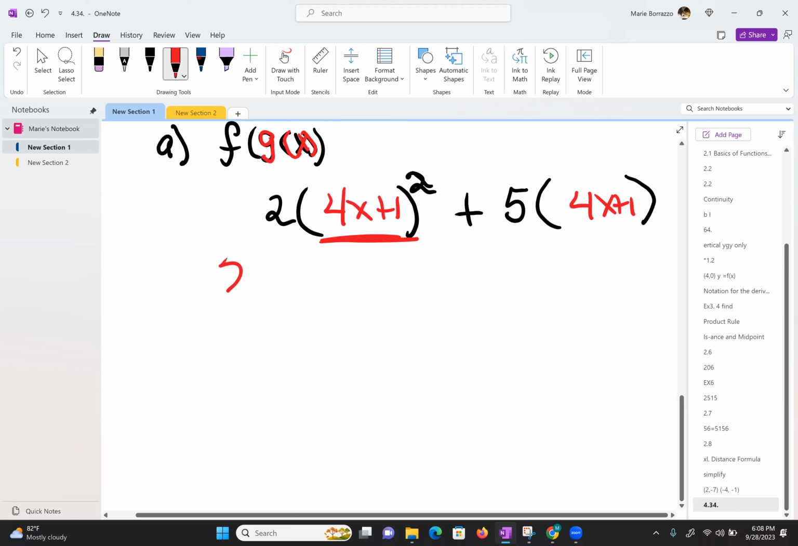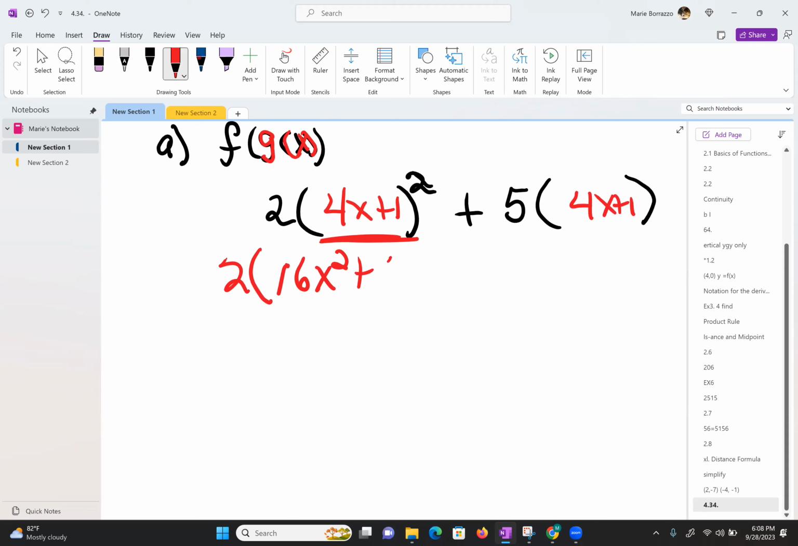So you end up with 2 parentheses 16x squared plus 8x plus 1. And this is plus 5 times 4x plus 1. I can just skip a step. I'll tell you that this is just 20x plus 5. So far, so good? You're good with the FOIL?